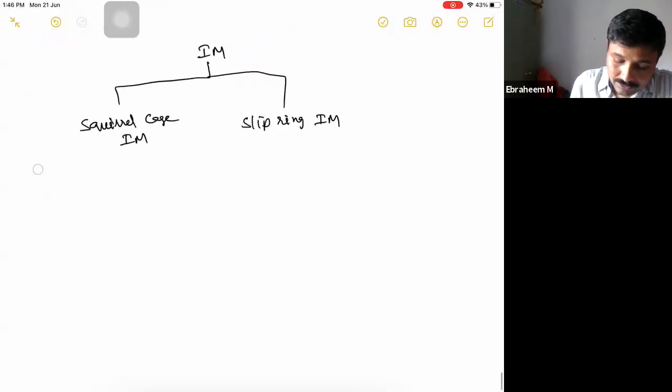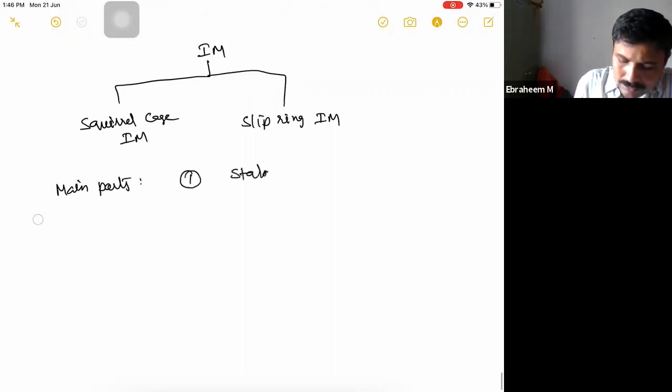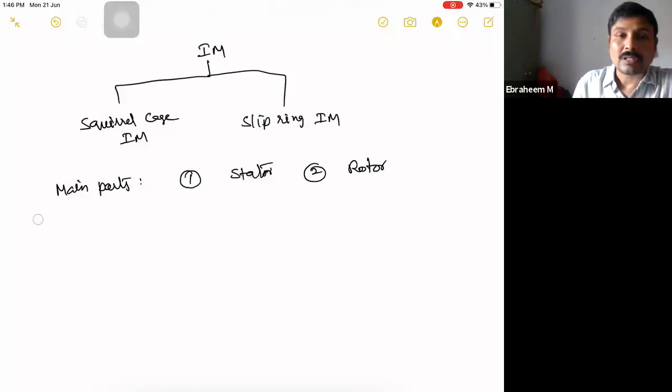Okay, so the main parts, we will later see the classification with this. So the main parts are the stator, and the second one is the rotor. In total, if you say stator and rotor, everything of the motor is covered, right?